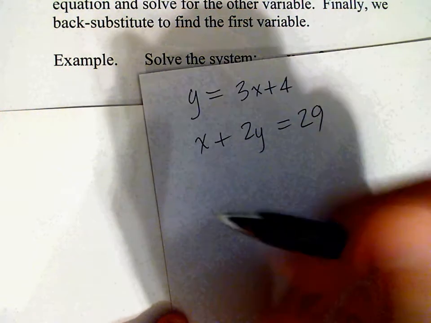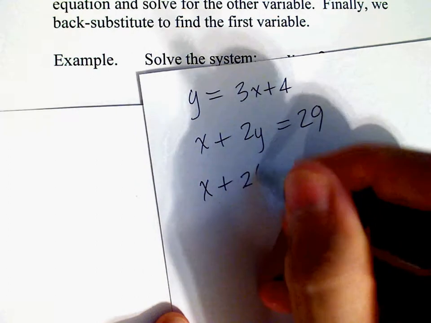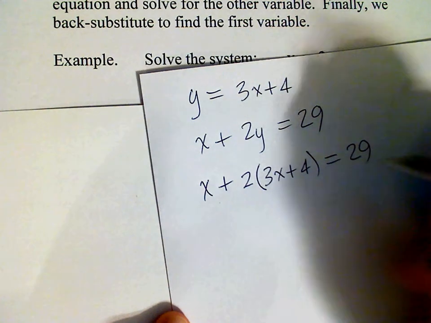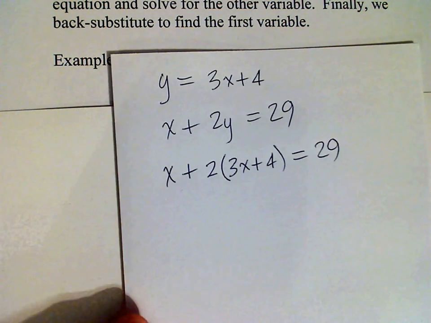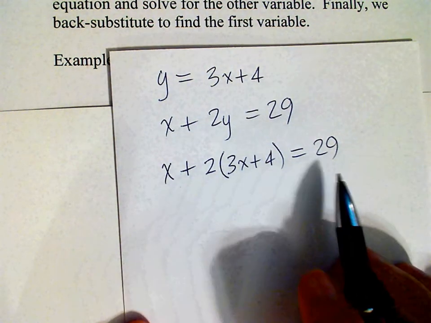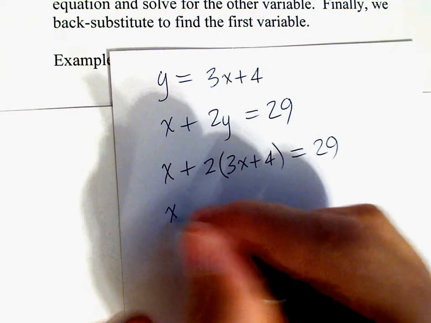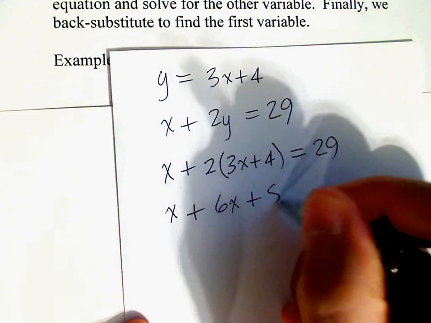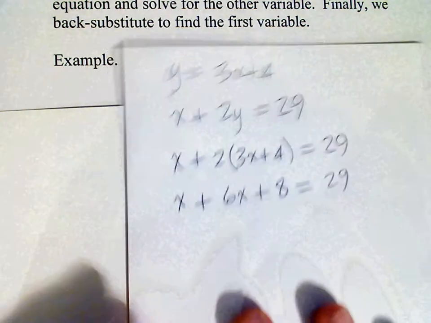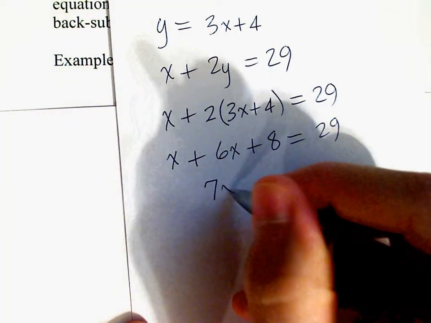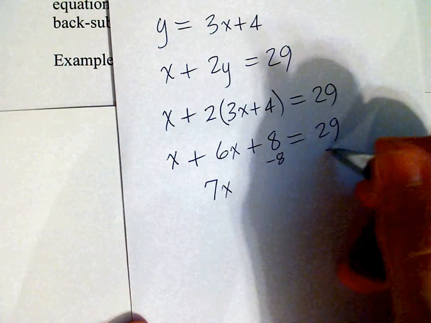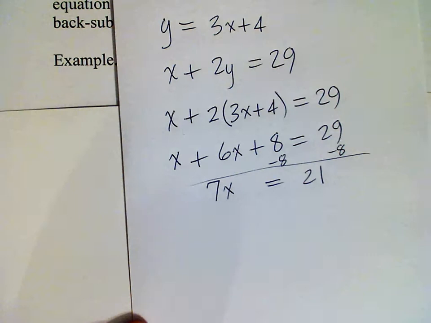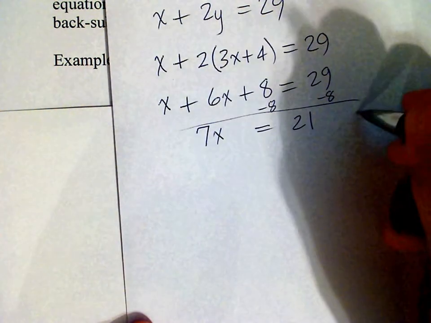So let's do that. x plus 2 times (3x plus 4) is equal to 29. Now see, we have an equation with only one variable in it, and we know how to solve that. So let's just go ahead and do that. Distributing the 2, we get 6x plus 8 equals 29. Combine the like terms, we get 7x, and then subtracting 8, we get 21 on the right hand side, and so therefore x is equal to 3.